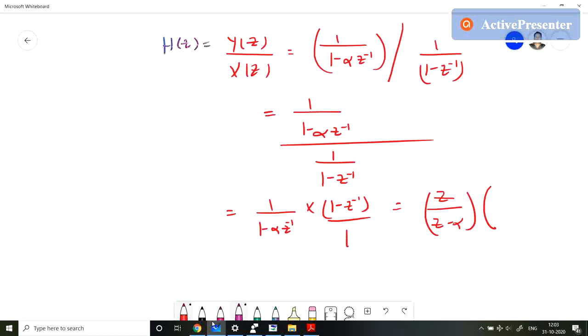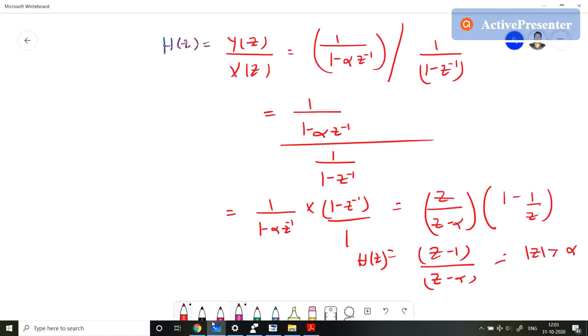We are getting z divided by... we can find out this, it is 1 minus 1 divided by z. So finally that H(z) we are getting is equal to (z minus 1) divided by (z minus alpha). Please check this, we have simply calculated this value of H(z). So H(z) is equal to (z minus 1) divided by (z minus alpha), and of course the ROC is modulus of z greater than alpha.